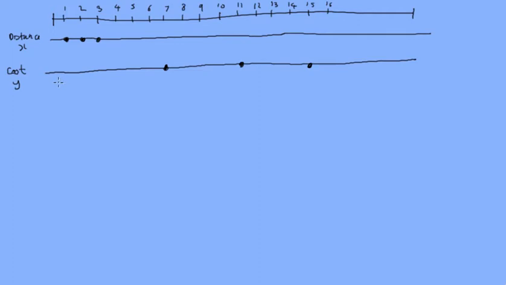So we can see that the range here is 4 times the range of x. So the range here is 2, and the range here is going to be 1, 2, 3, 4, 5, 6, 7, 8. 2 times 4 is 8.